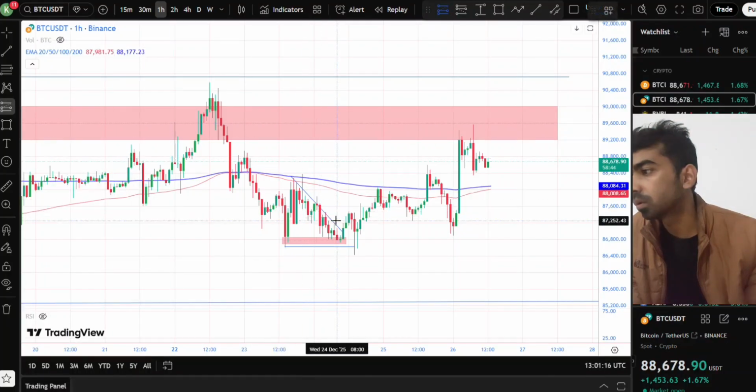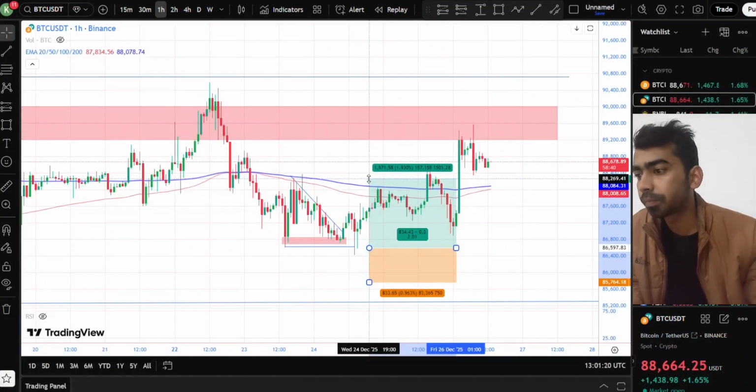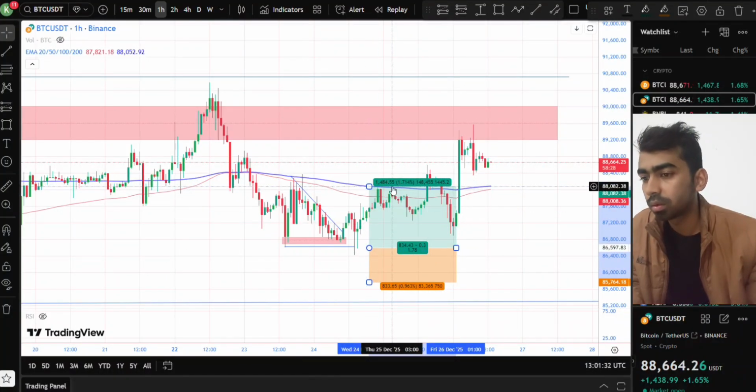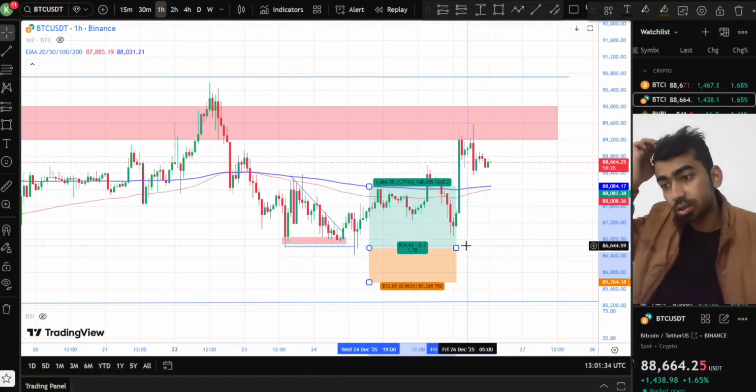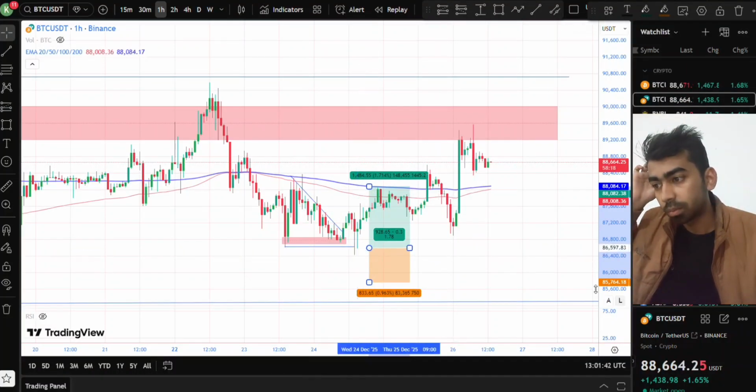Okay, let me select from here. I place my trade from here and I capture this move from approx 86,500 to 88. Very quick. It was very quick scalping.